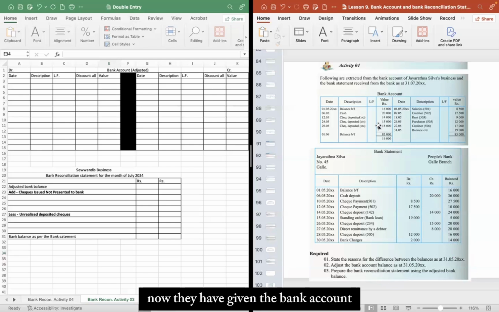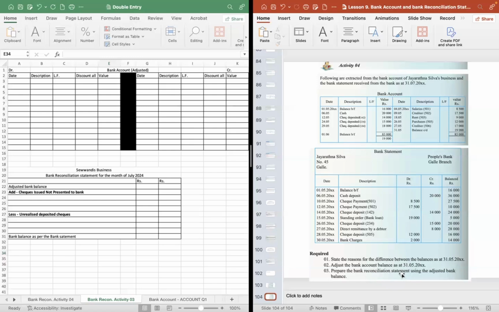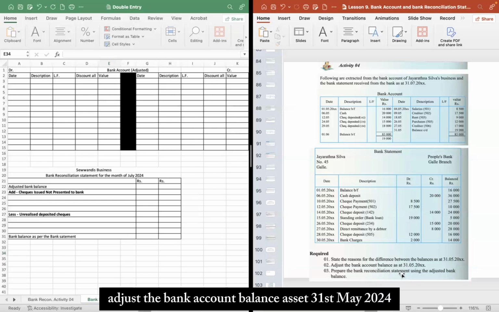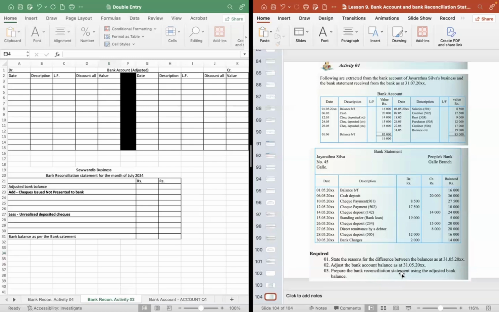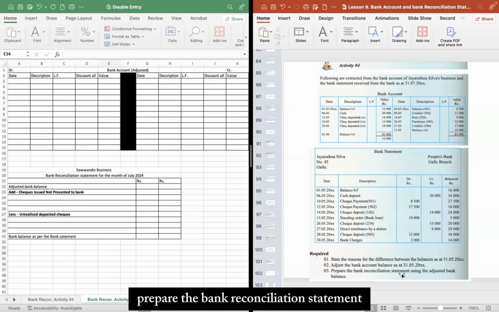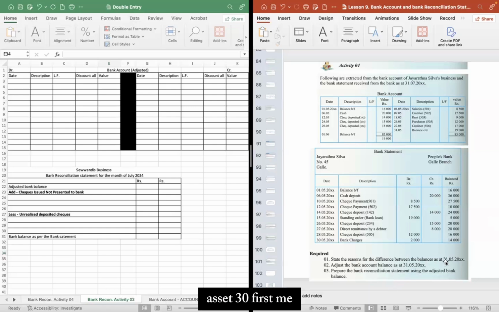Now they have given you the bank account and then the bank statement. They are asking: required, state the reasons for the differences between the balances as at 31st May 2024; adjust the bank account balance as at 31st May 2024; and prepare the bank reconciliation statement using the adjusted bank balance. So those are the three things they are asking. Now let's go to the first question: state the reasons for the difference between the balances as at 31st May.